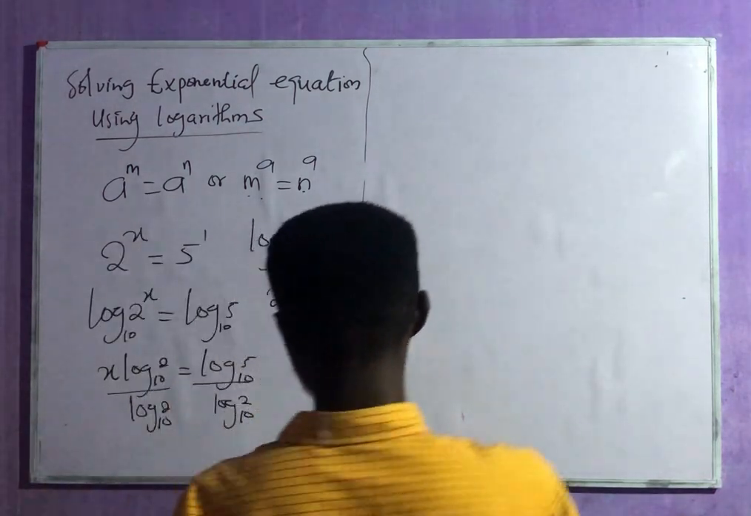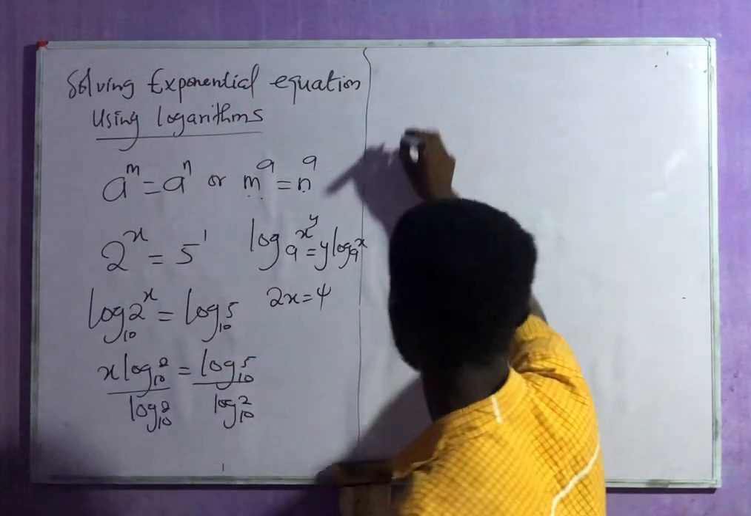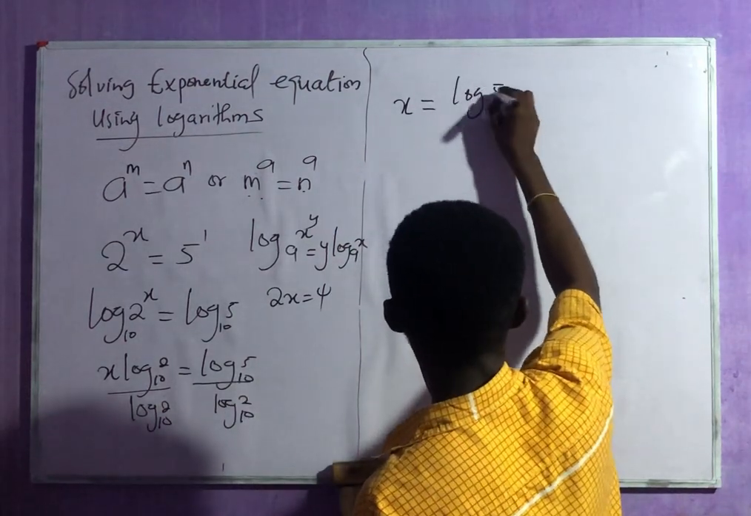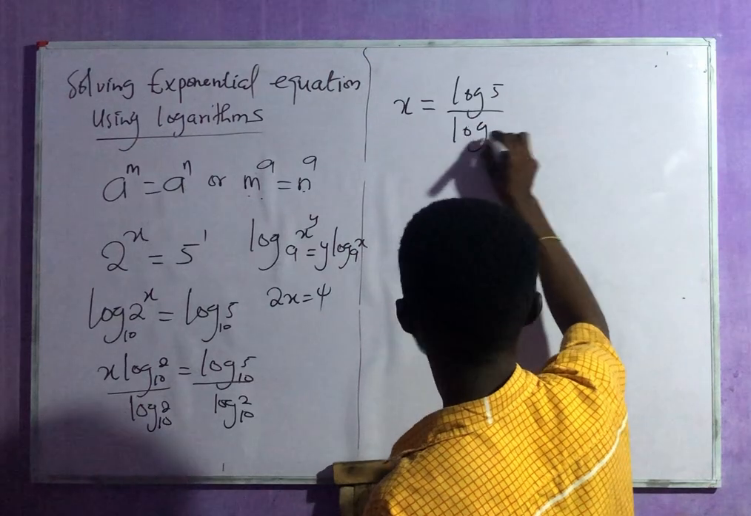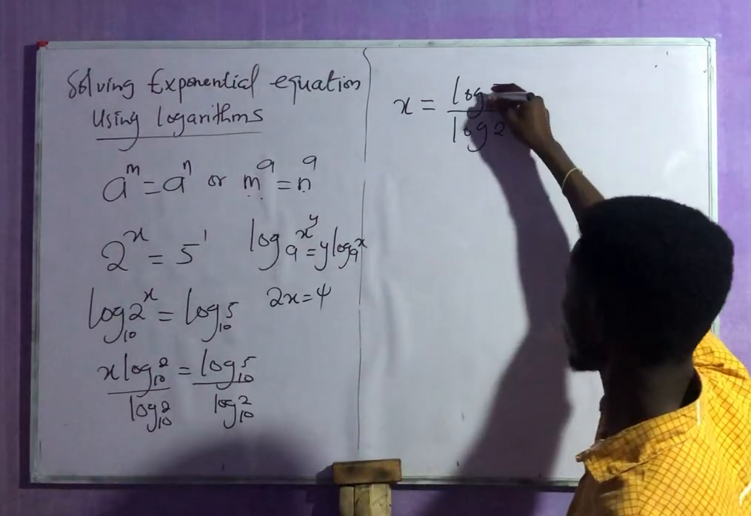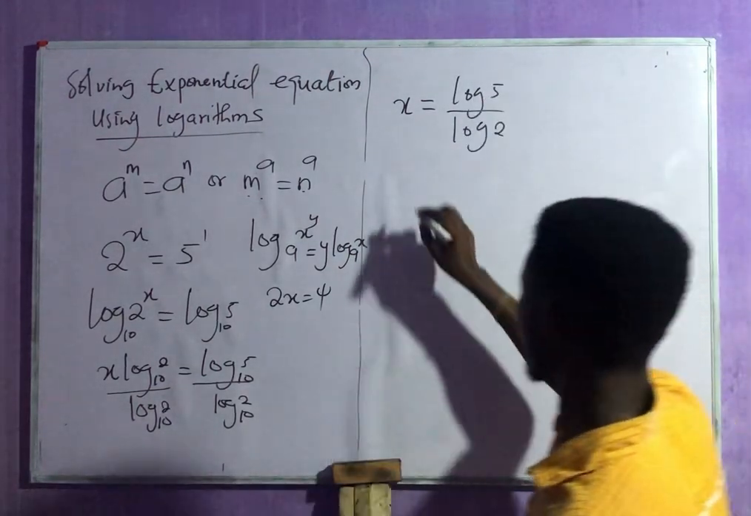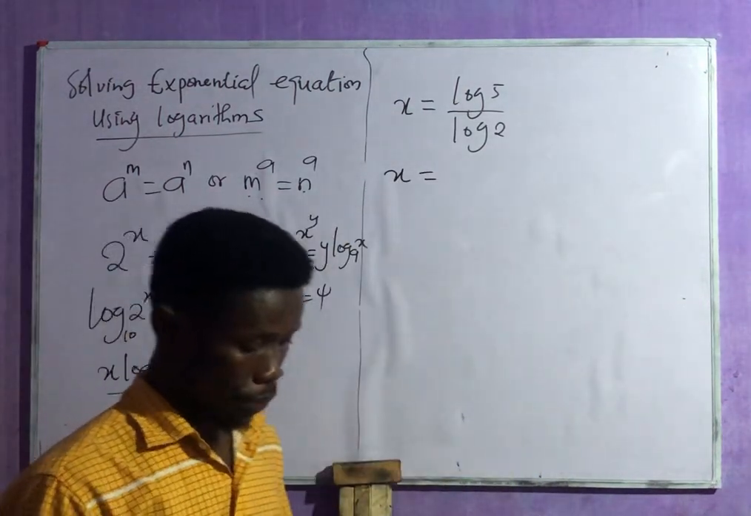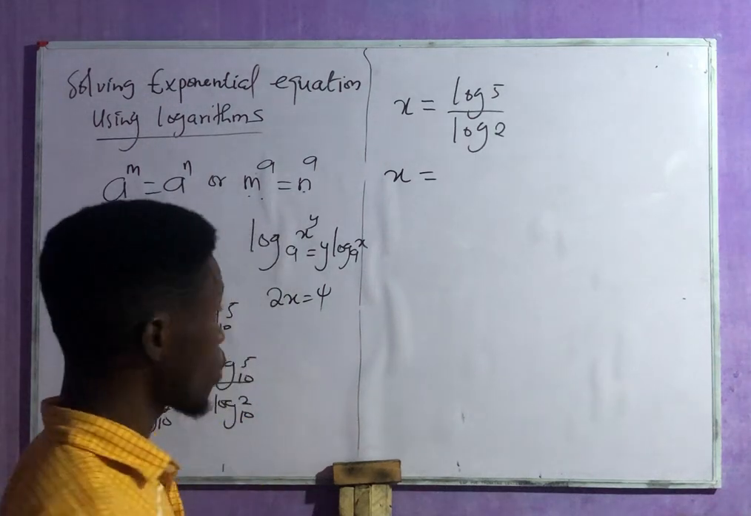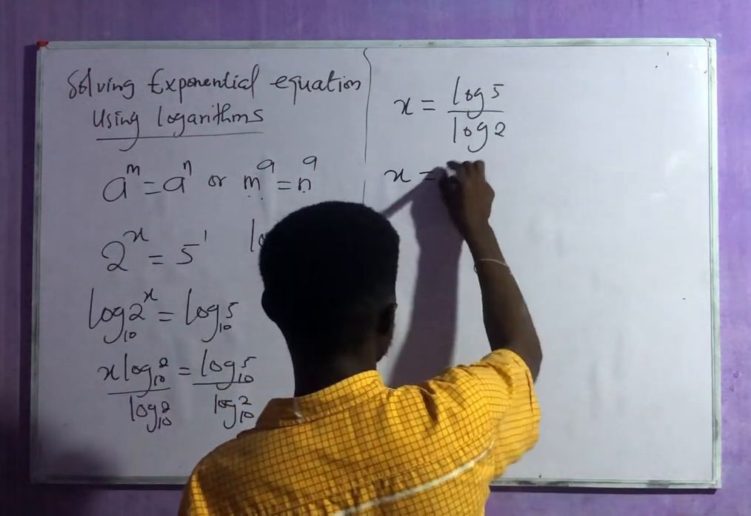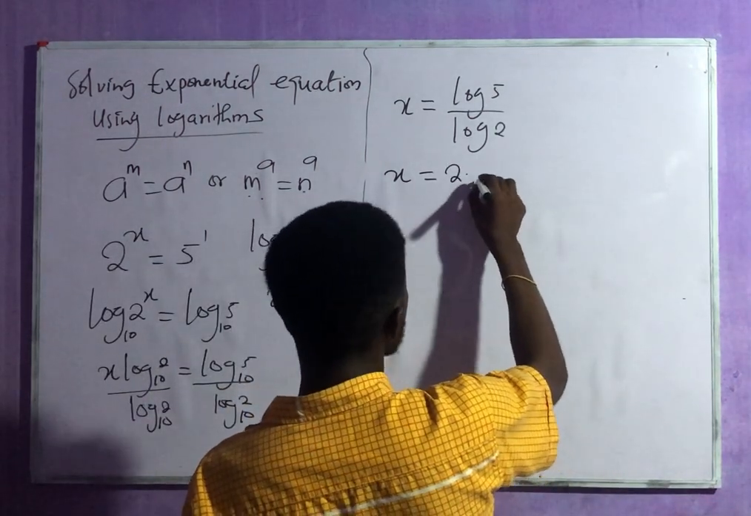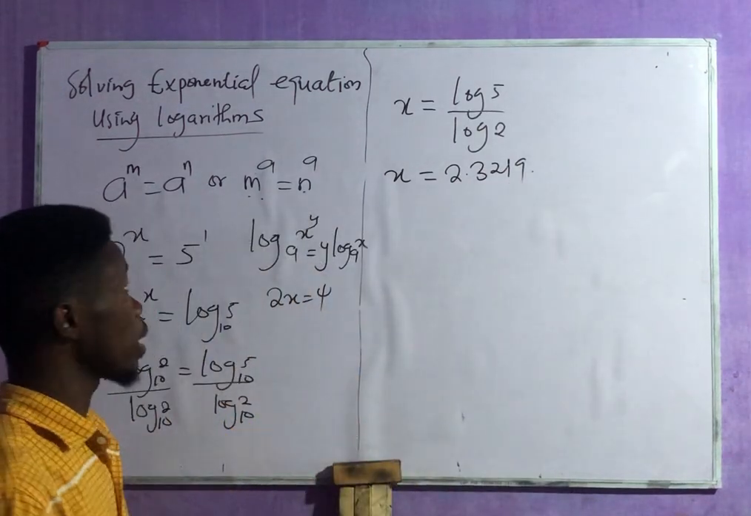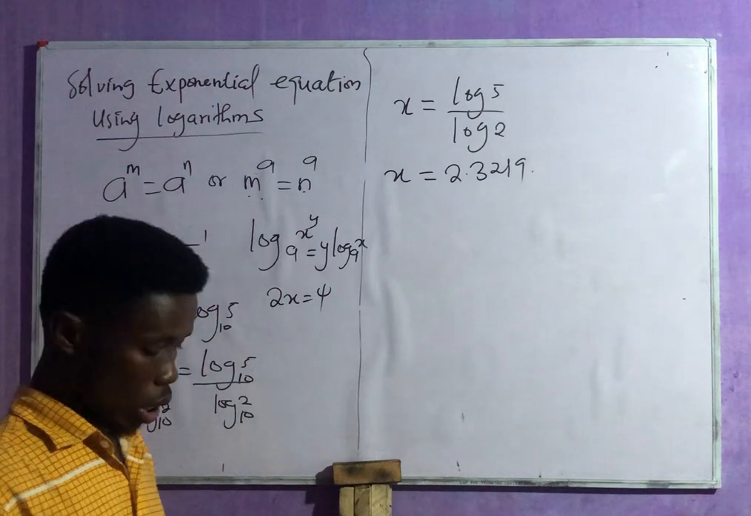Then when I do that, you see this and that are the same, so they will go. So I have my x equals log 5 over log 2. You can decide to bring the base 10, they are the same. So here, you simply put this in your calculator, and the calculator will give you a beautiful answer. So when you do that, I have 2.3219. So this is how we use the logarithm to solve an exponential equation.